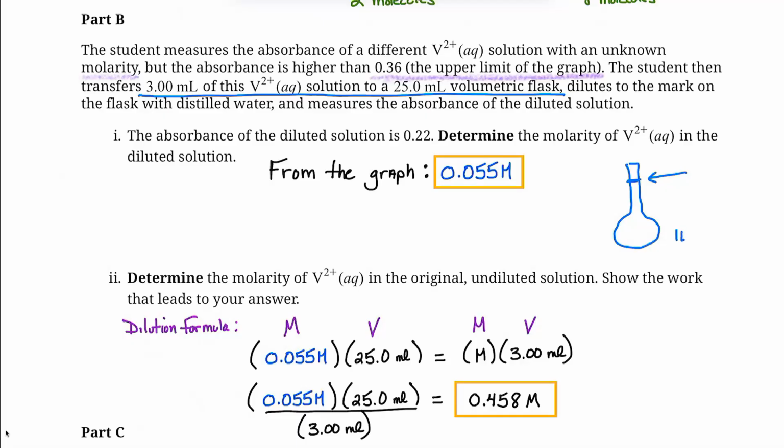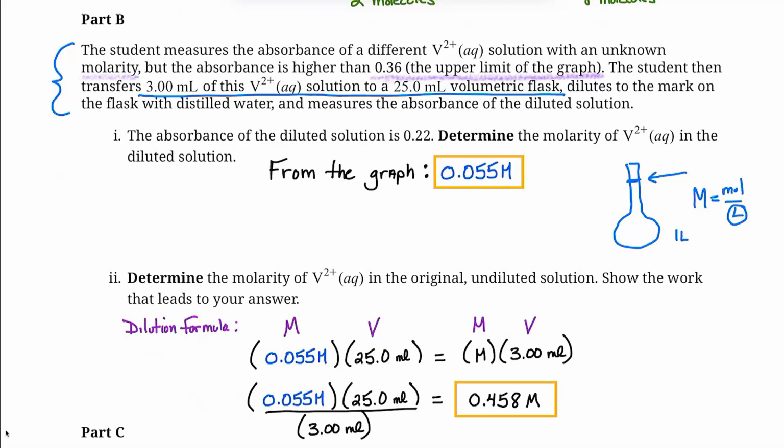There are 1 liter volumetric flasks. In this case, we have a 25 milliliter volumetric flask because remember, molarity is going to be moles over liter. So we want to make sure that the volume of our solution is as accurate as possible. All right, so follow along here. Let's go back. You had to read this. This became more of a reading question than a chemistry question.